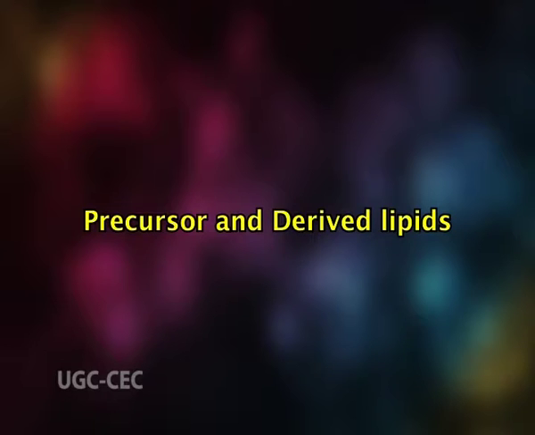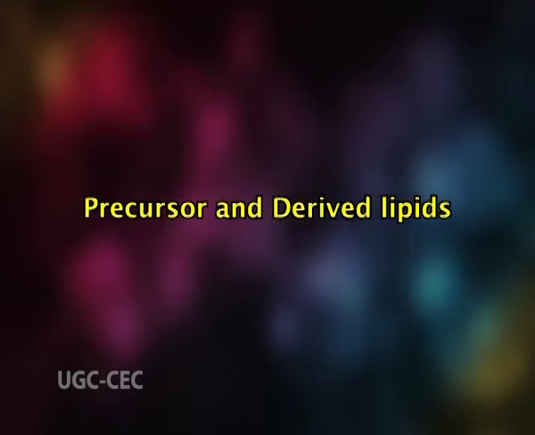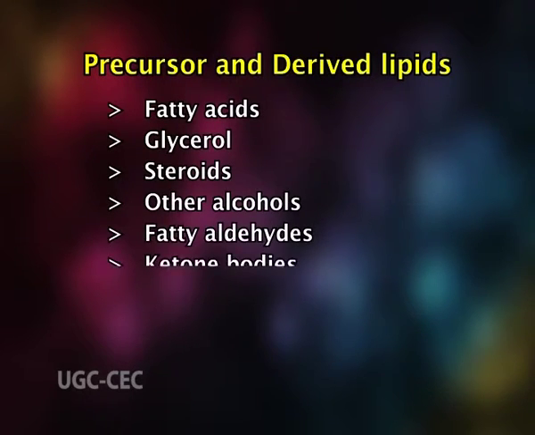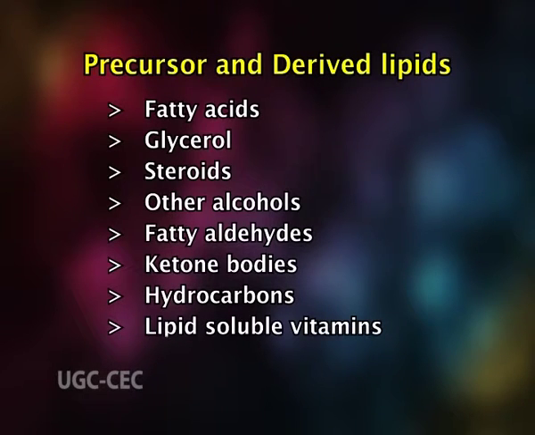The other complex lipids include sulfolipids and aminolipids. Lipoproteins may also be placed in this category. After complex lipids are precursor and derived lipids. These include fatty acids, glycerol, steroids, other alcohols, fatty aldehydes and ketone bodies, hydrocarbons, lipid-soluble vitamins, and hormones. Because they are uncharged, acyl glycerols, cholesterol, and cholesterol esters are termed neutral lipids.